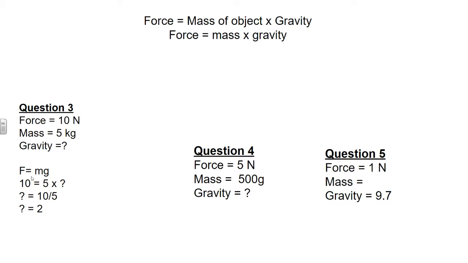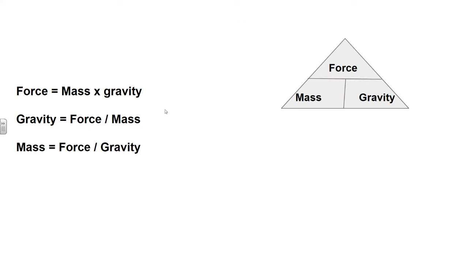You might have done this in maths, you might not have. You divide both sides by 5. So it's 10 divided by 5 equals whatever this is, and it gives you 2. The way to do this easily is force is mass times gravity is the same equation as gravity equals force divided by mass, or mass equals force divided by gravity.